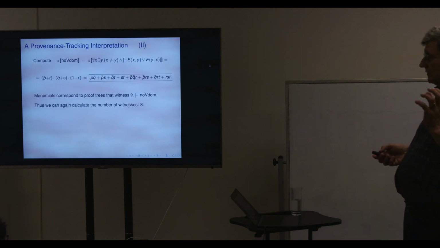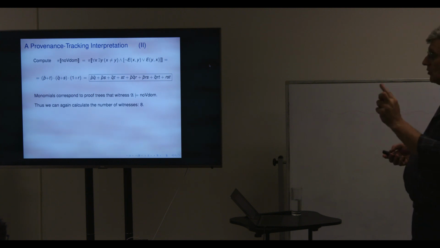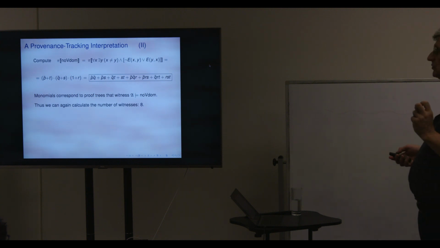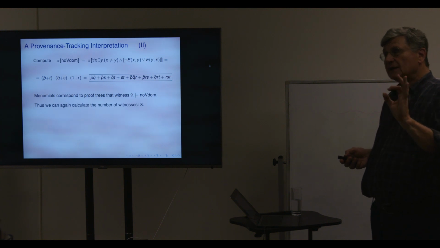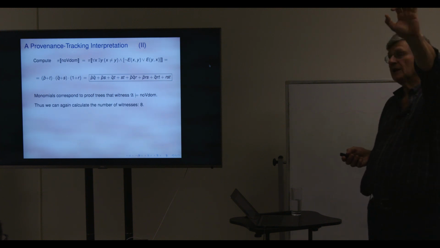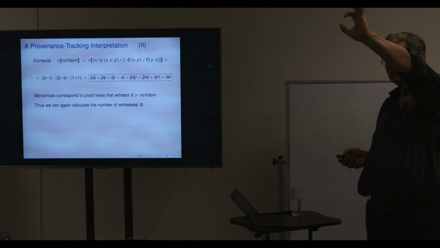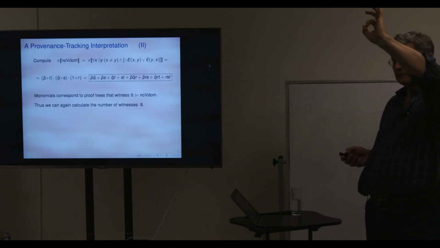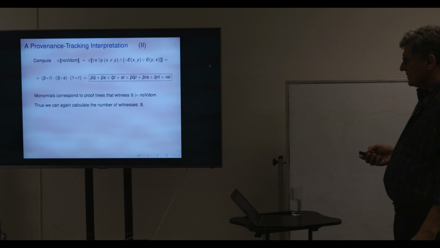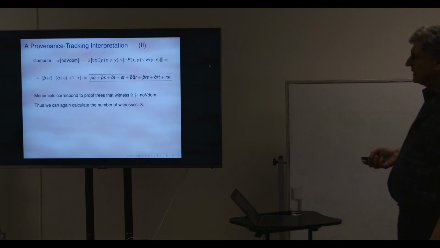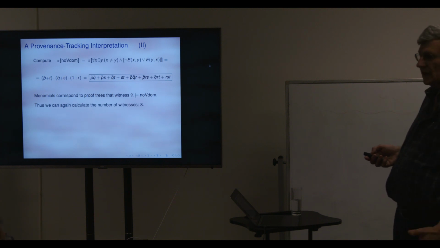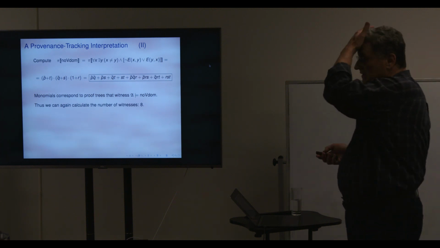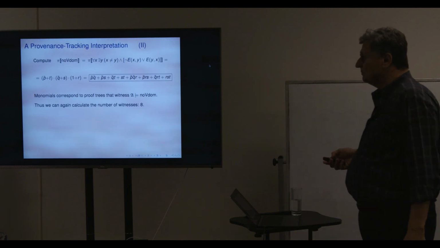And it's a theorem that the monomials themselves correspond to proof trees that witness that sentence, in that every letter that appears in the monomial actually is the label of a leaf in the proof tree. Okay? So there are 8 witnesses for this one. For that particular graph? Yes, the one I pictured. Of course, if it's a different interpretation, it would be a different polynomial.